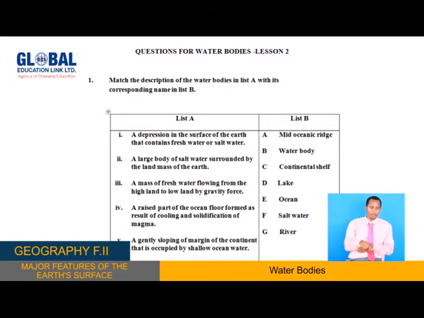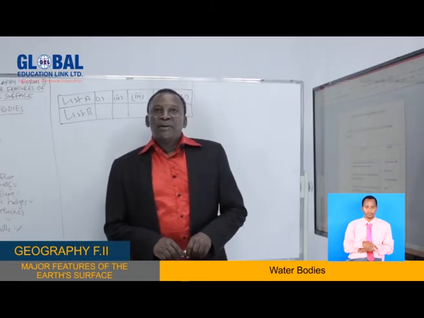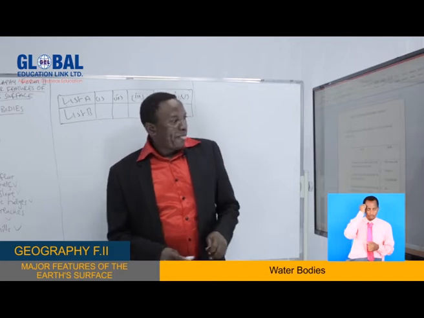In list B, letter A, Mid-Oceanic Ridge. Letter B, water body. Letter C, continental shelf. Letter D, lake. Letter E, ocean. Letter F, salty water. And letter G, river. Now, let us remember what we have learned.